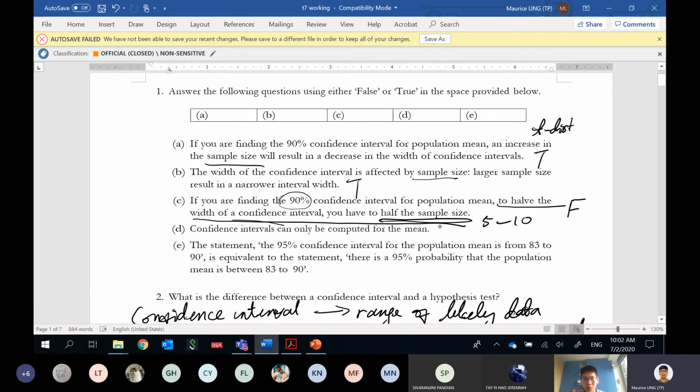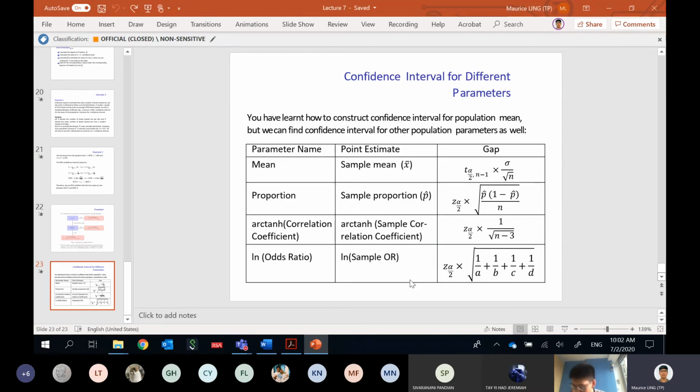False. False, correct. Because it's not always just a mean. We have technically calculated confidence intervals for proportions, even for odds ratios if you really want to. So obviously it's false.